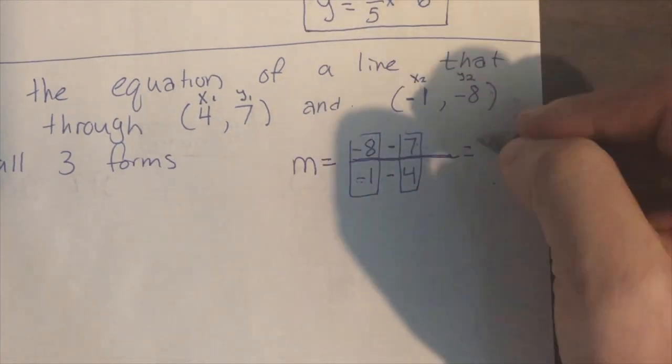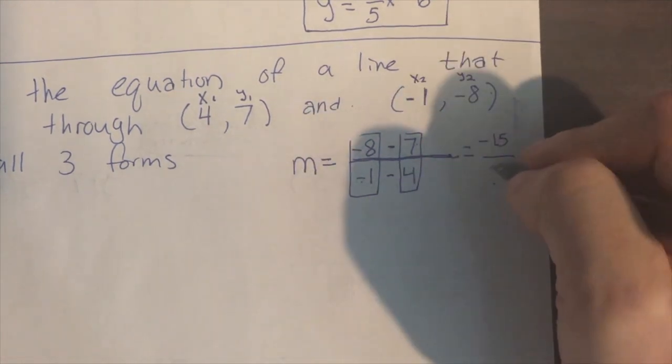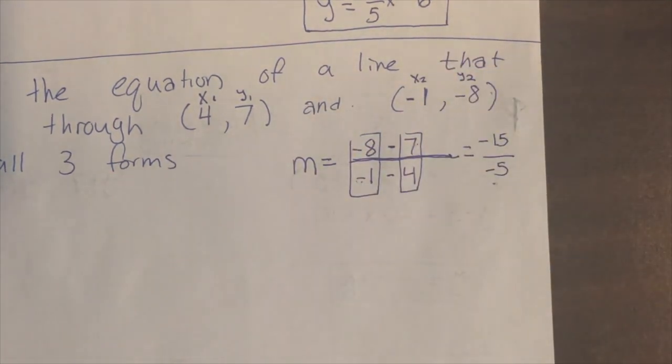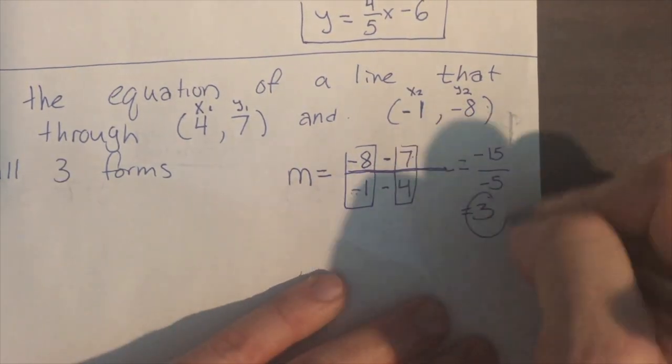Okay, so now I do negative 8 minus 7, I'd get negative 15. Negative 1 minus 4, I'd get negative 5. If you did it the other way around, you would get 15 over 5, meaning my slope is 3.